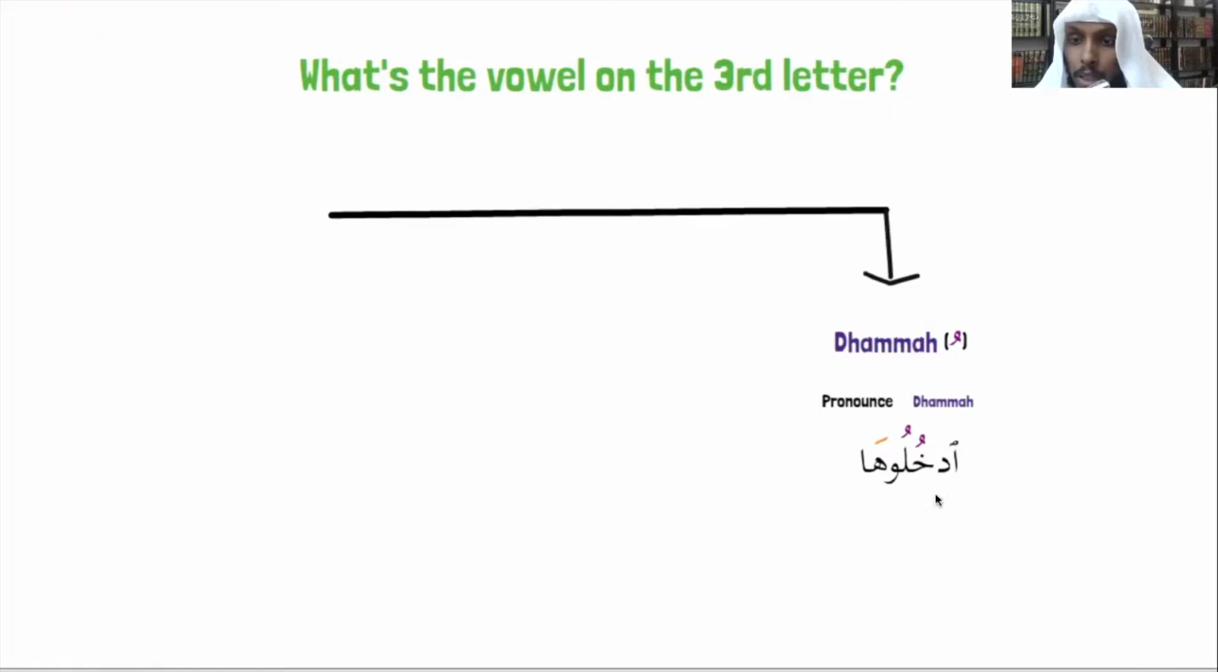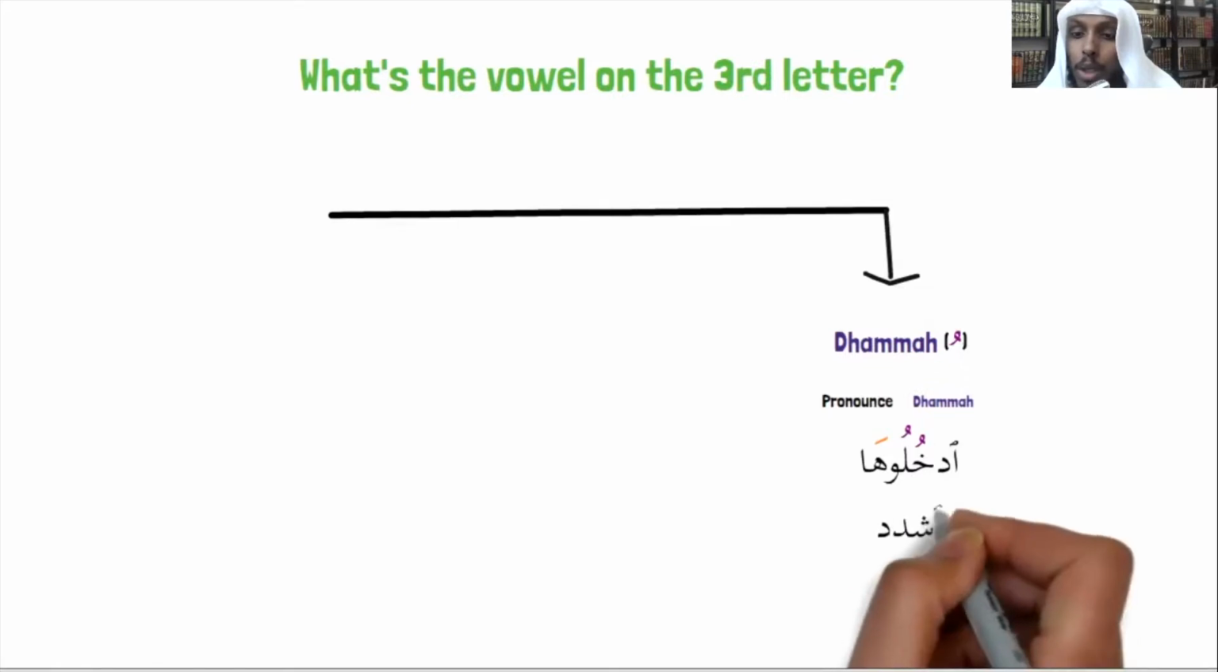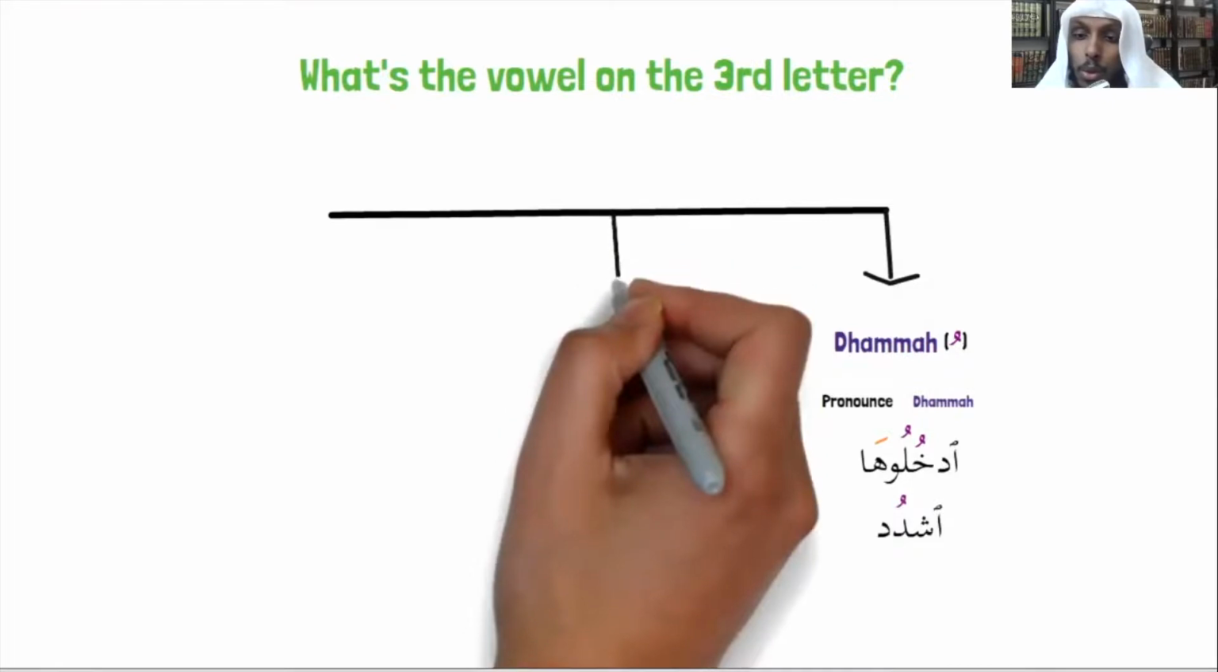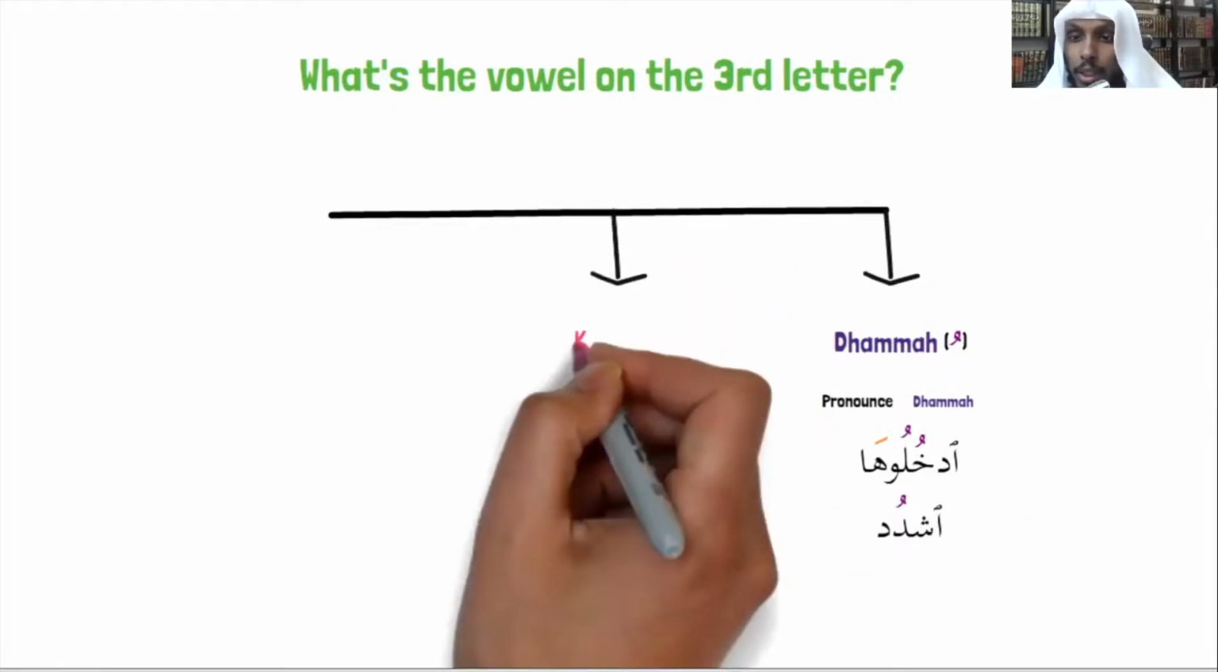So Hamzatul Wasl is the first letter. This dal over here is going to have a sukoon because it comes after Hamzatul Wasl. We look at the third one. It has a dhamma, we give this one a dhamma. Okay, another example. Ushdud. Why ushdud? Because the third letter is a dhamma.